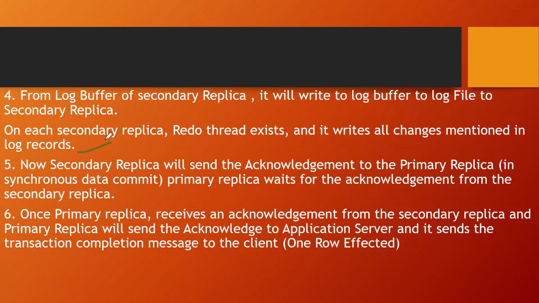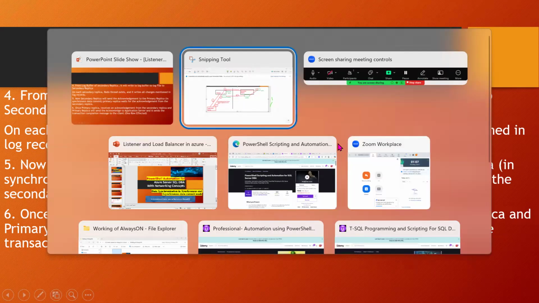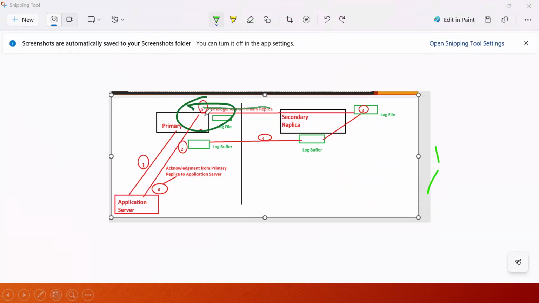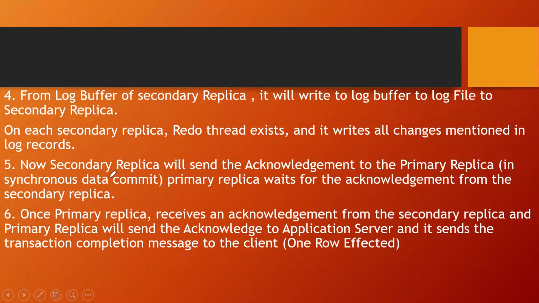Now the secondary replica will send the acknowledgement to the primary replica, the same thing which I have explained. Once this acknowledgement comes here, the primary sends the acknowledgement to the application server. So that is what I want to explain here. The secondary replica sends the acknowledgement to the primary replica in the synchronous commit mode. Then the primary replica will wait for the acknowledgement from the secondary replica.